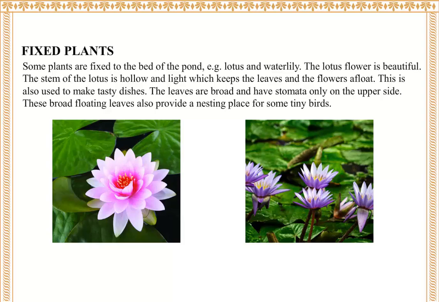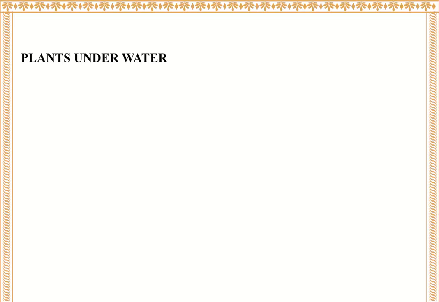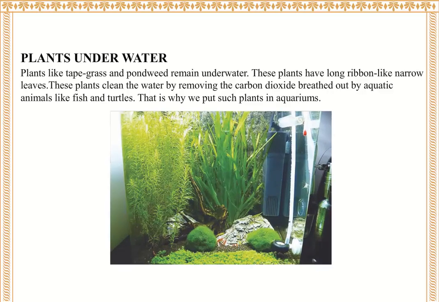The leaves are broad and have stomata only on the upper side. These broad floating leaves also provide a nesting place for some tiny birds. Water lily. Plants under water. Plants like tape grass and pondweed remain underwater. These plants have long ribbon-like narrow leaves.